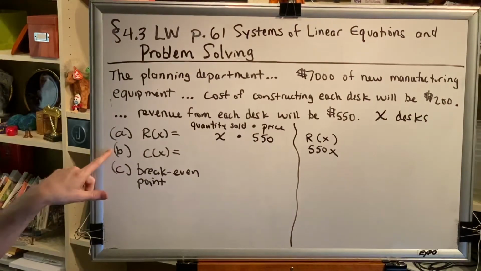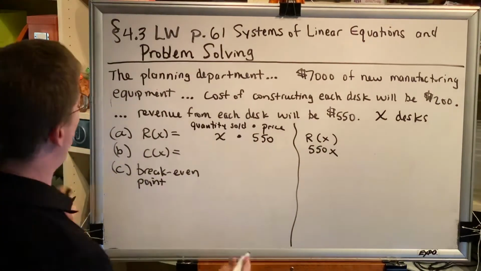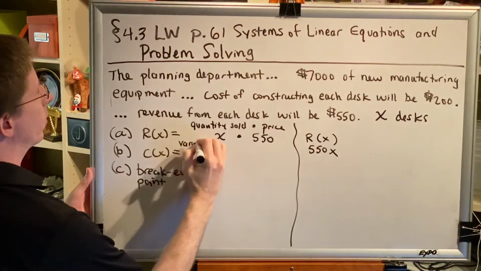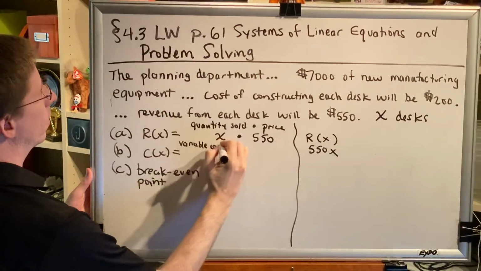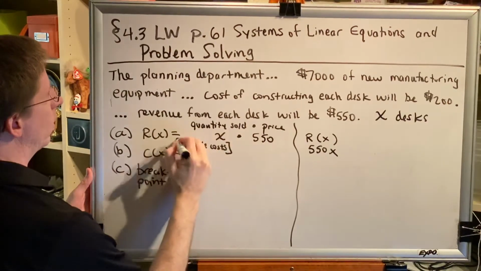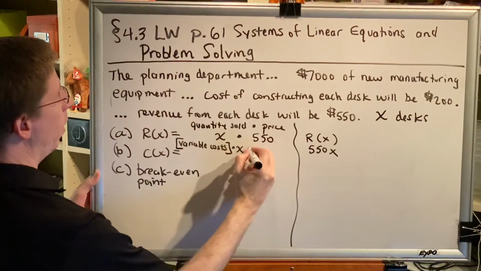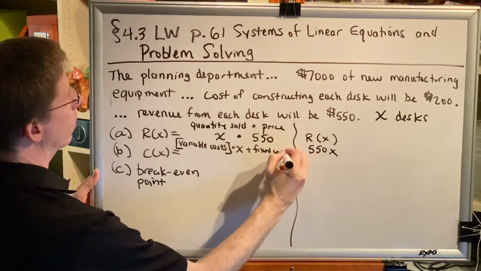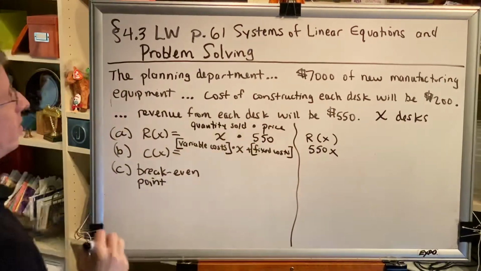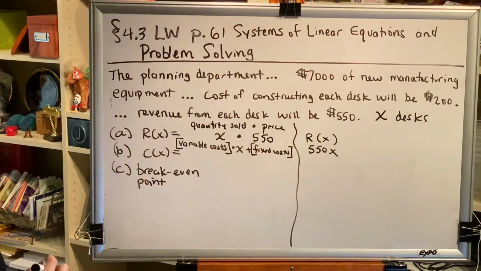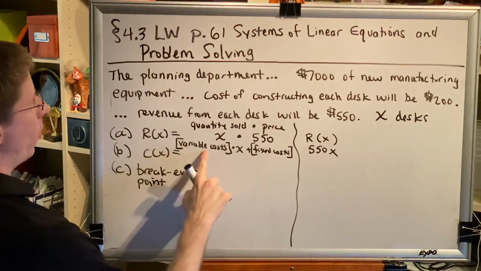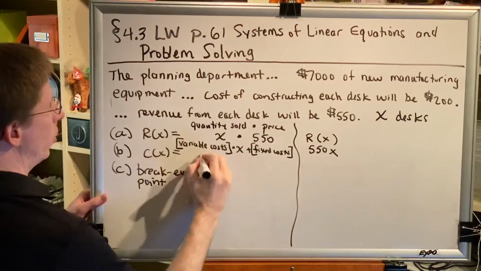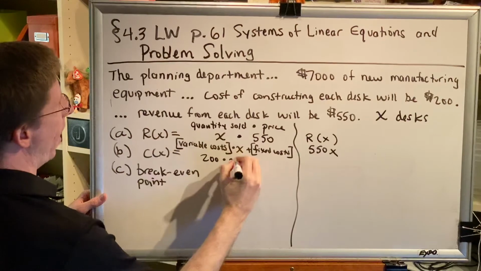Okay, part B, C of X. Well, cost function is your variable costs times X plus your fixed costs. So we just need to figure out what are the variable costs and what are the fixed costs. Okay, so the variable cost is what you have to pay every time you make a desk. That's this $200. So it'd be 200 times X plus.